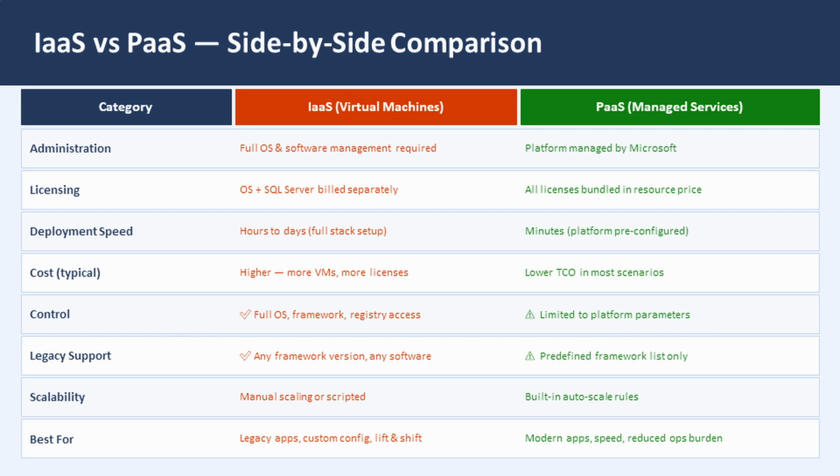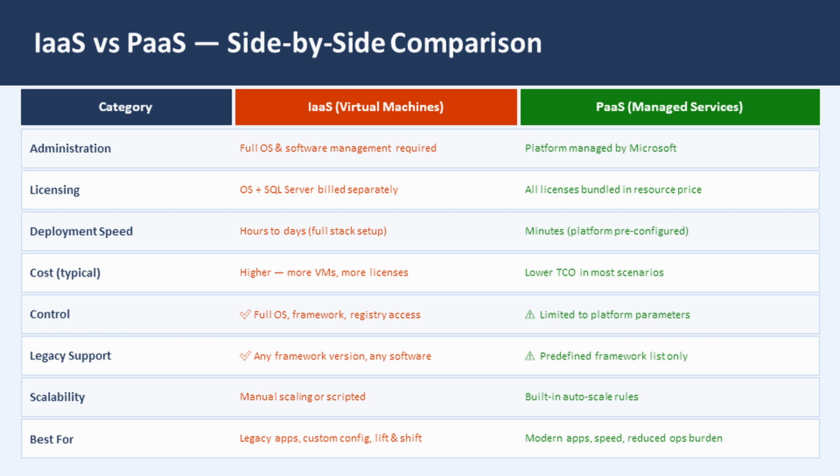Fewer administrative hours, bundled licensing, and more efficient auto-scaling all contribute. Control. Here, IaaS wins clearly. You can install any software, use any framework version, modify the registry, install custom certificates anywhere. PaaS is more constrained. Legacy support is a critical deciding factor. If your application needs an older version of .NET or a custom COM component or a specific version of a third-party library not supported by Azure's platform, IaaS is your only option.